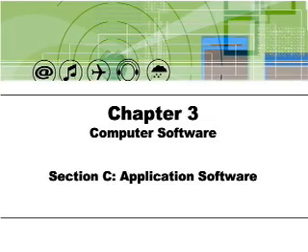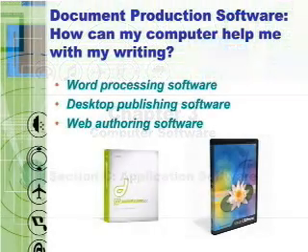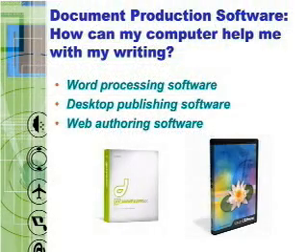Whether you're writing a 10-page paper, writing software documentation, designing a brochure for your new startup company, or laying out the school newspaper, you will probably use some form of document production software. This software assists you in composing, editing, designing, printing, and electronically publishing documents. The three most popular types of document production software are word processing, desktop publishing, and web authoring.